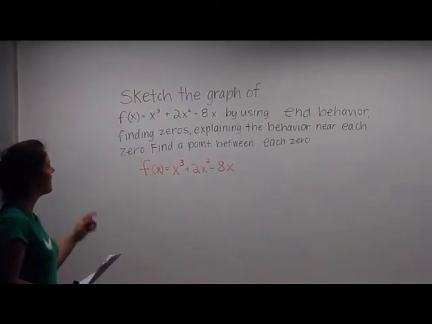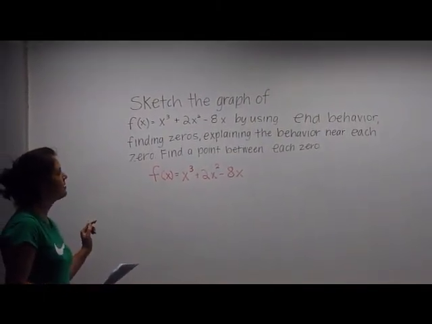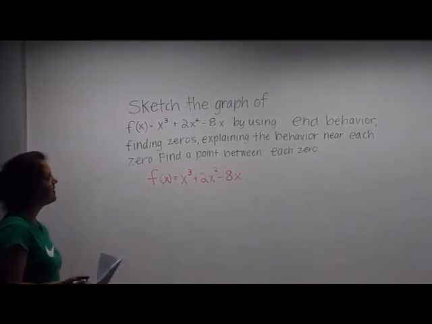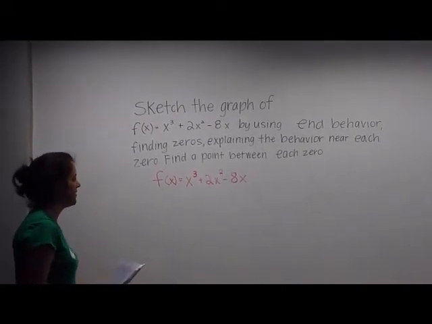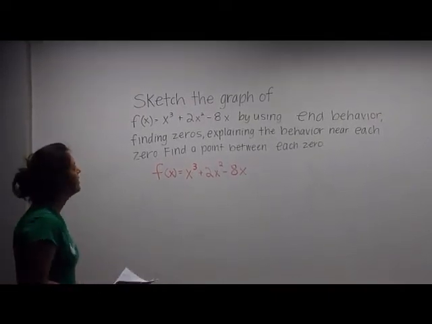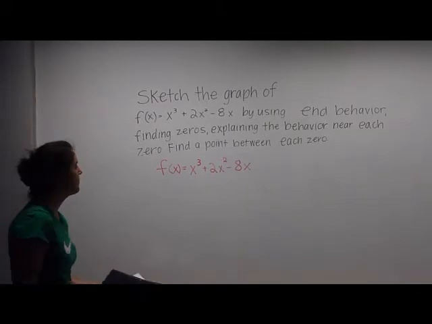Graph the function f of x equals x cubed plus 2x squared minus 8x by using the end behavior, finding the zeros, and explaining the behavior near each zero. We also have to find a point between each zero. So first, let's find the end behavior.